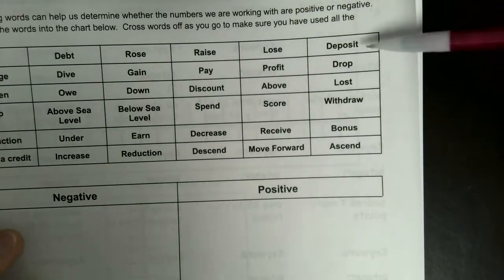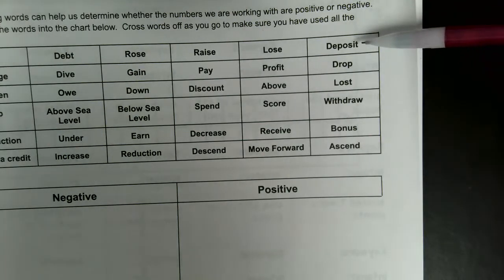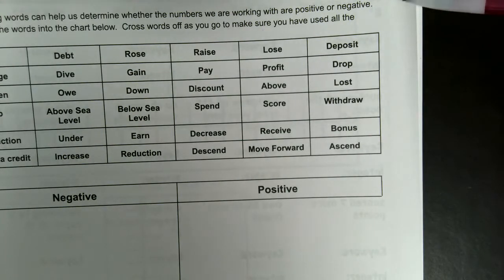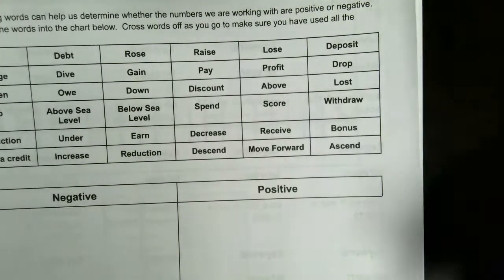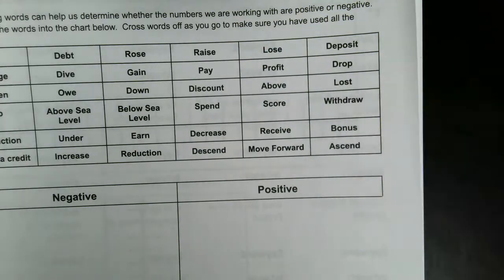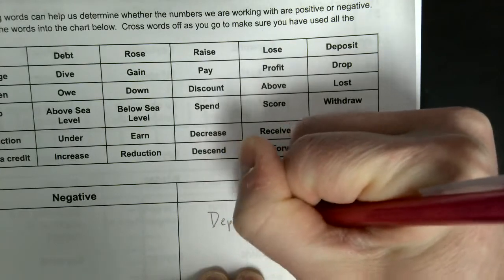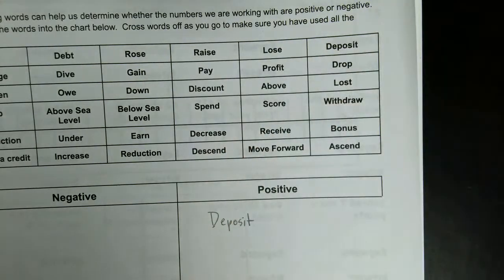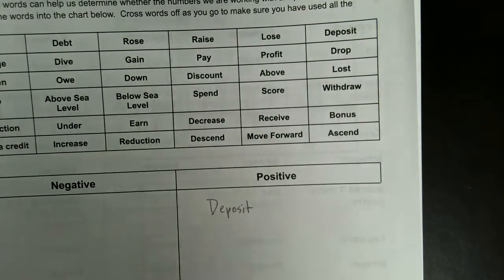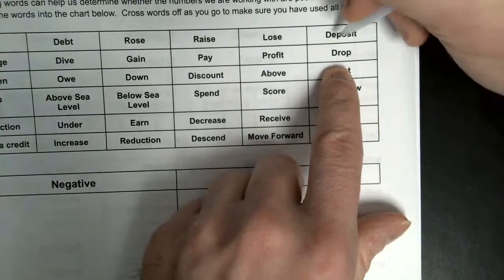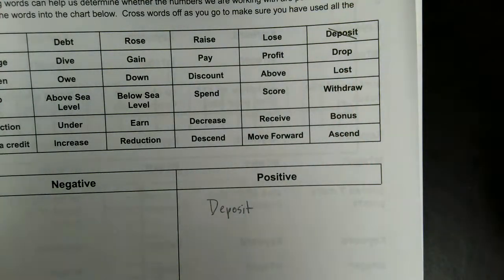So the first word is deposit. Okay, and this is more of a bank word. A deposit means you're putting money into your account. So if you're putting money into your account, a deposit would mean a positive number. If you're adding to your bank account, I'm thinking deposit is positive. You can almost even see the word positive in there, posit. Okay, a drop. So I'm going to cross that word out because we used it. I've categorized deposit. I'm done with that one.